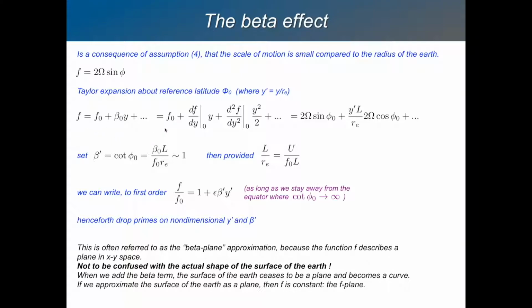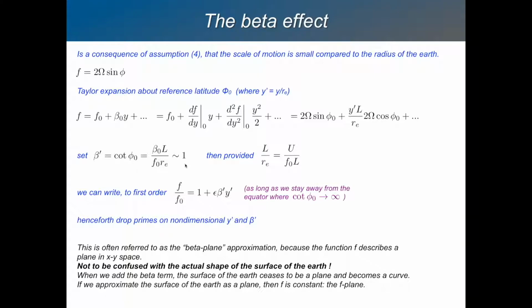Formally, f is equal to f naught plus df by dy at the reference latitude times y, plus d squared f by dy squared at the reference latitude times y squared over 2, etc. That's our Taylor expansion. Of course, we only keep the first order term, and you can write it non-dimensionally as beta prime, which is beta naught divided by f naught times L over the radius of the Earth. And that is just equal to the cotangent of the latitude, which is of order 1.